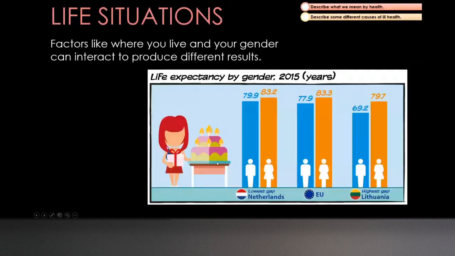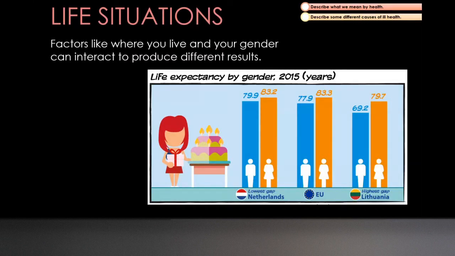Right, okay, let's move on then. So factors like where you live and your gender can interact. Now, this is the bit where it starts to become quite interesting. We've talked about all the different things that can affect your health, your diet, the amount of stress you're under, the life situation you might find yourself in. We talked about the different types of diseases, communicable and non-communicable diseases.